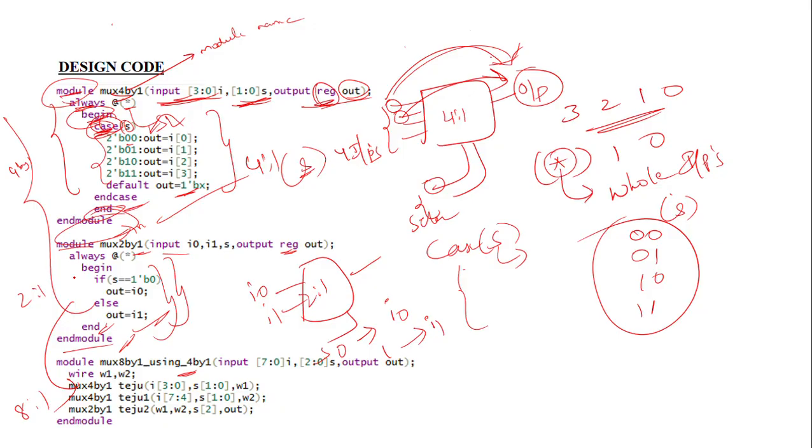There is already a separate video for these codes, but I explain again because if someone is going to watch this video for the 8 by 1 mux using 4 by 1 and 2 by 1, it would be difficult for them to go back and search for that video. That's why I simply overview this. These two codes were already discussed in previous videos. Here is our main thing.